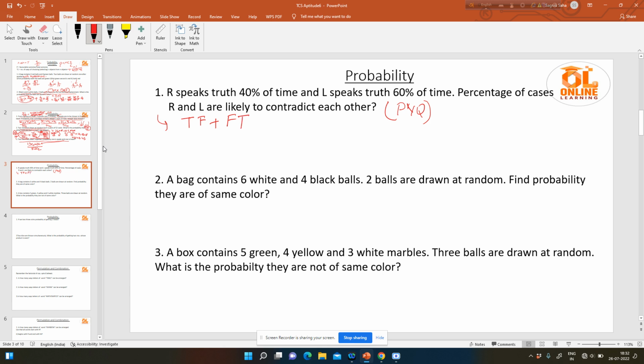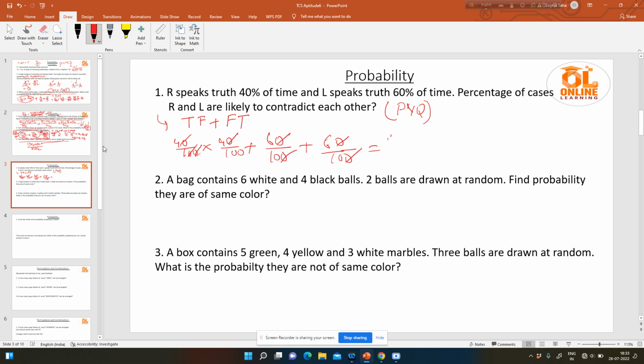So our probability, the percentage when R speaks truth is 40%, that is 40 by 100 into L speaks false in 40%, plus R speaks false in 60%, L speaks truth is 60%. So we have to solve this. If we solve this, the 0 0 would be cut. Okay, 0 0 would be cut. 0 0 here cut, 0 0 gone.